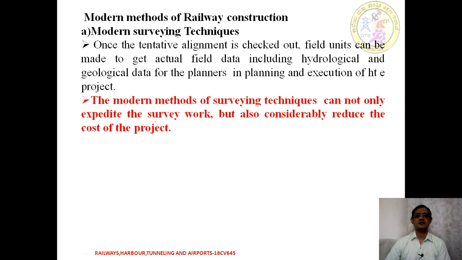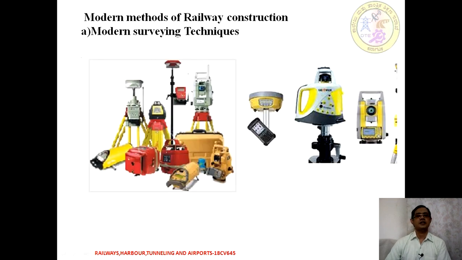The modern method of surveying technique can not only expedite the survey, but it also reduces the cost of the project and reduces the time of surveying as compared to the conventional method. These are some of the modern surveying instruments we have been using. For example, a digital total station, a DGPS system and a GPS system. We have been using them for the survey work.